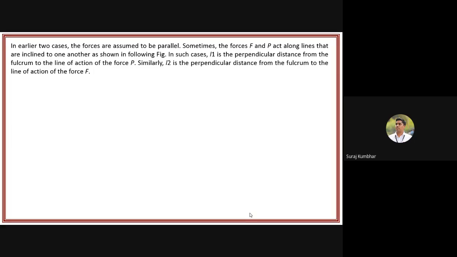Okay, now the next. In the earlier two cases, that is the first order and second order cases, the forces are assumed to be parallel. They are parallel because both the load, effort, and the reaction act in a vertical direction. But sometimes the forces F and P, that is load and effort, act along lines that are inclined to one another, as shown in the following figure.